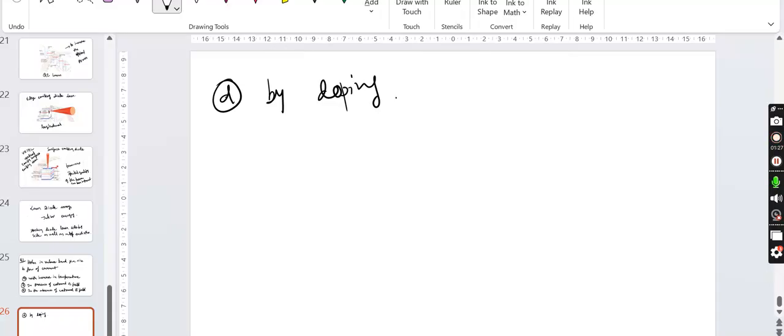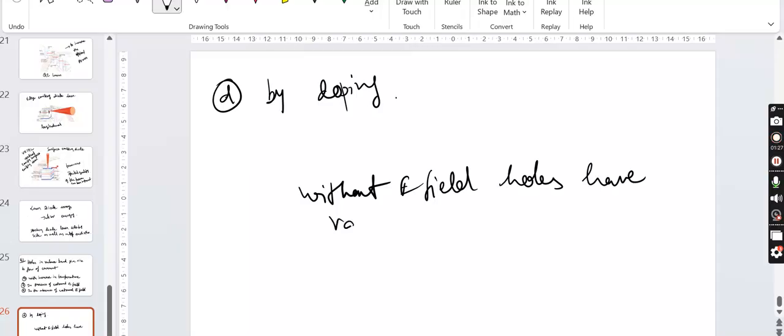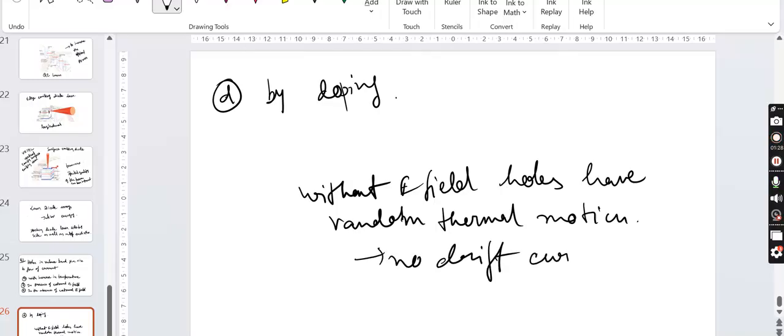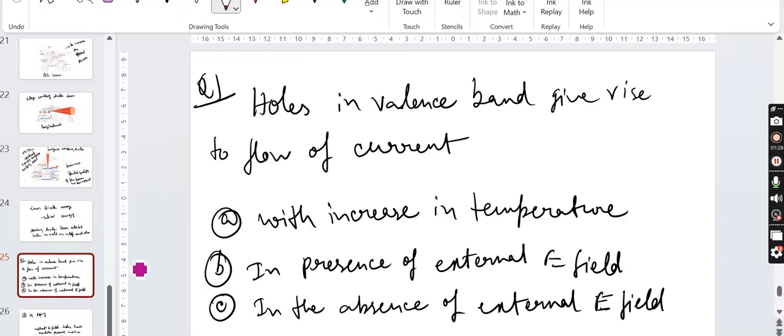Without an electric field, we will still have random thermal motion. So, no drift current. But when an electric field is applied, the electrons shift opposite to the field, the holes actively drift along the field, and the current is produced. So, the answer is in the presence of external field.